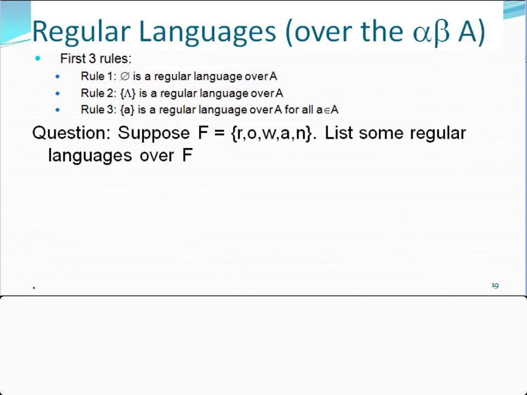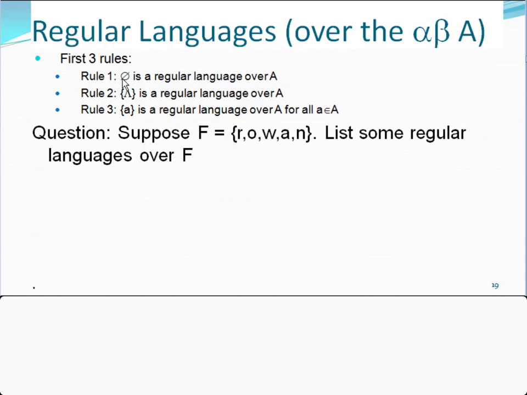Okay, so we'll get on to the full definition of regular languages in a minute, but let's start with just these first three rules. Let's suppose that I have an alphabet that's called F, just so you don't think all alphabets are called A. And F is an alphabet, so it's a set of symbols. So it is, let's see, 1, 2, 3, 4, 5 symbols: the letters R, O, W, A, and N. And my question is, list some regular languages over F. So let's list all the languages that we can get from these three rules.